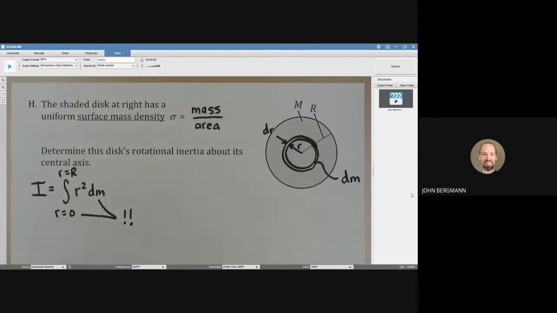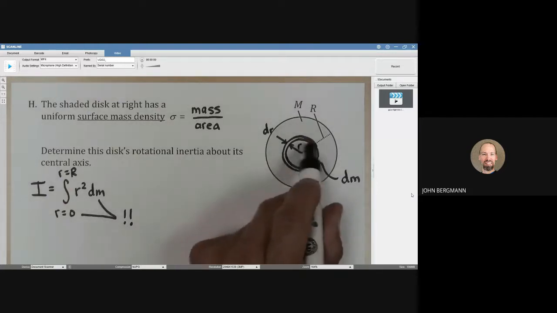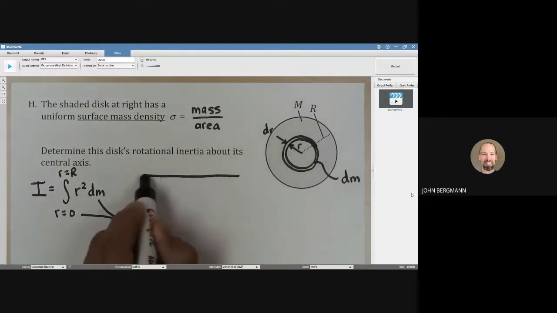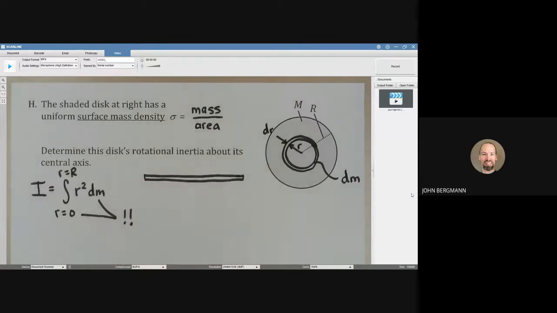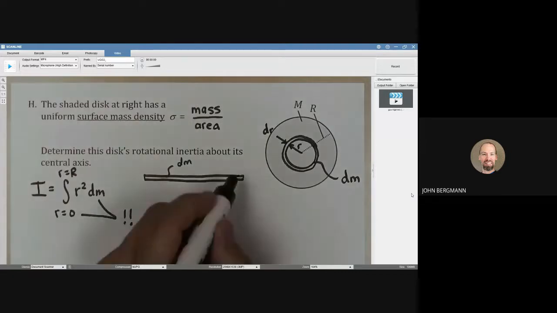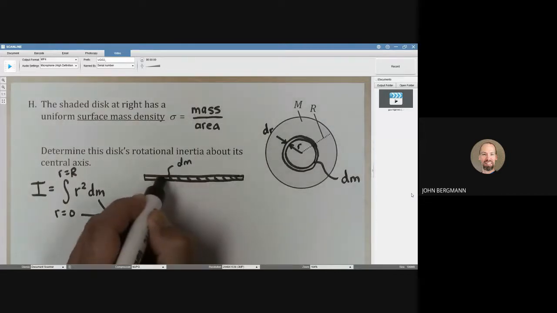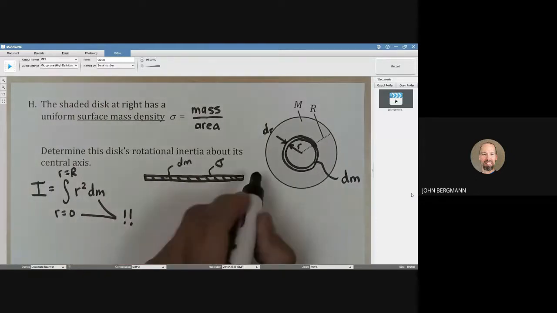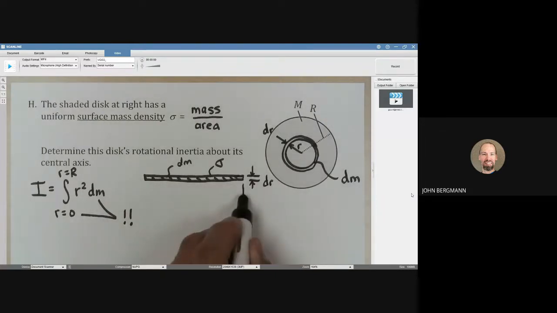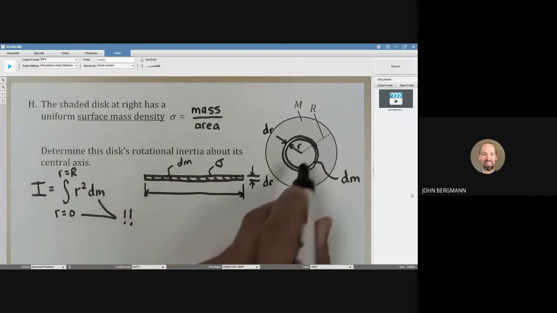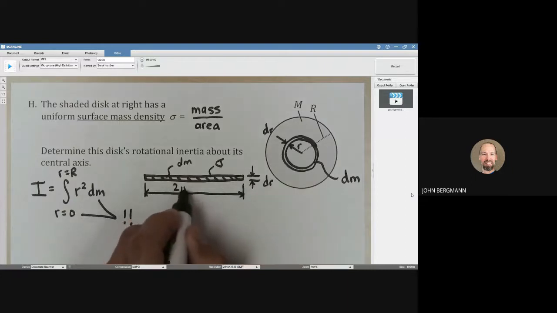Now, how do we do that? Mentally, what we do is we take this thin ring. Imagine we could take it out and unroll it so it looked like that. So there's dm right there. That's dm, and it has a mass to area ratio of sigma. This whole disk does. Isn't this thickness right here dr? And what's the length of this piece? Isn't that just the circumference of that little hoop, which would be 2 pi times little r?